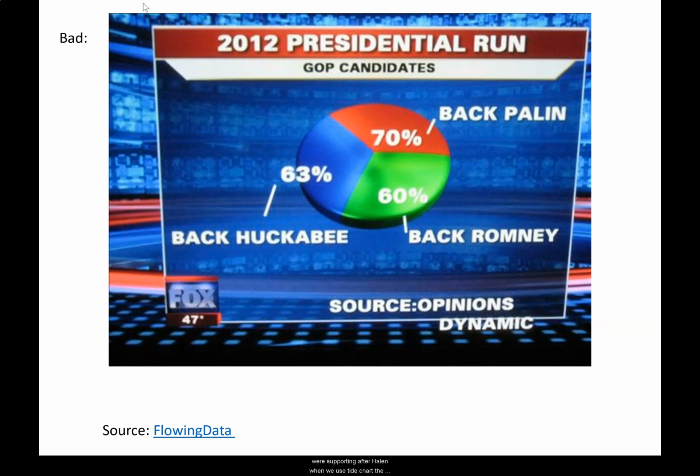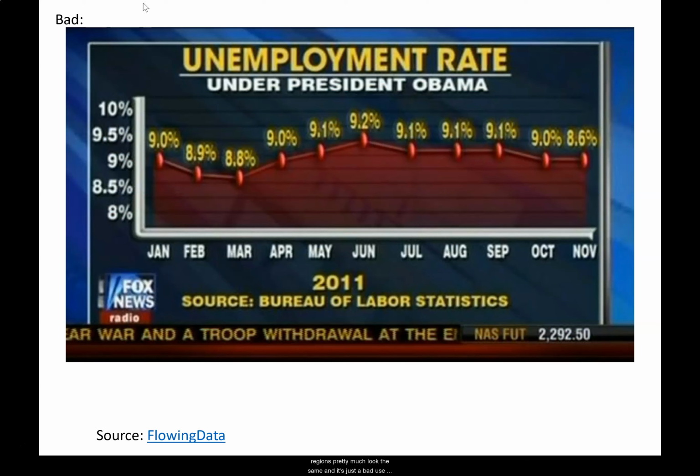When we use pie charts, the intent of the pie chart is that all of the regions add up to one whole, or 100%. These add up to almost 200%. It's a pretty terrible graph to use to compare three percentages. If they truly wanted to compare these three percentages so that we would understand what's going on, they would have done it in a bar graph, as that would have been an easier way to compare the percentages. Here, these three regions pretty much look the same, and it's just a bad use of a pie chart. Another bad example of statistics.